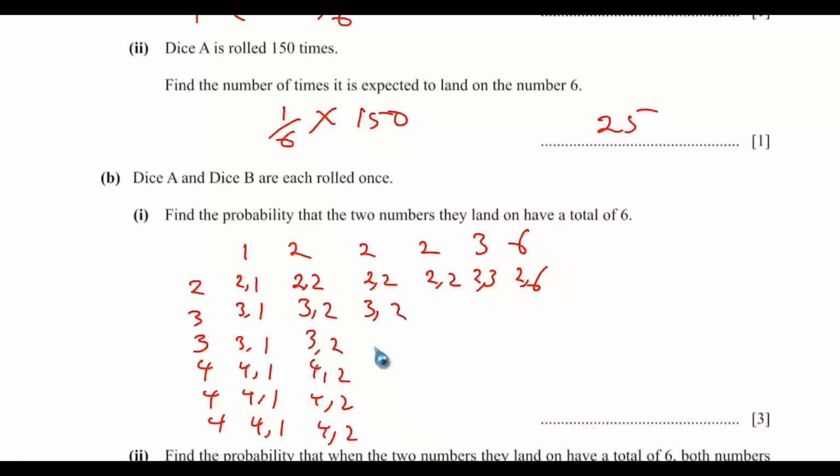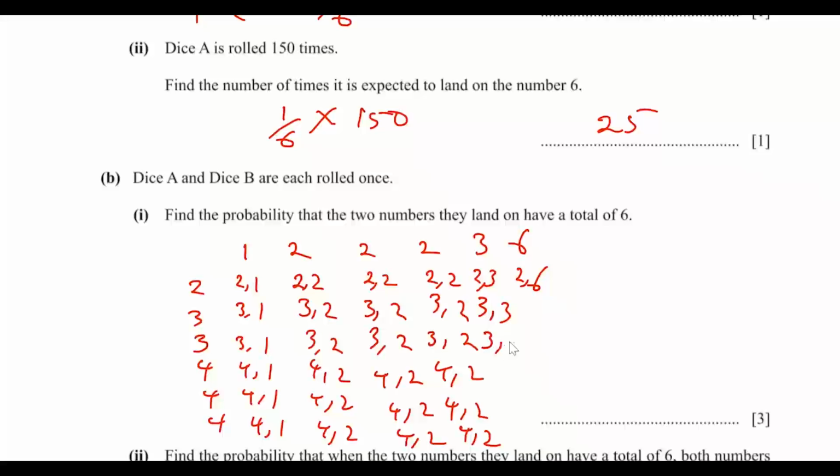3, 2, 3, 2, 4, 2, 4, 2, 4, 2. Then we have 3, 2, 3, 2, 4, 2, 4, 2, 4, 2. Then here we have 3, 3, 3, 3, 4, 3, 4, 3, 4, 3. And lastly, we have 3, 6, 3, 6, 4, 6, 4, 6, and finally 4, 6.